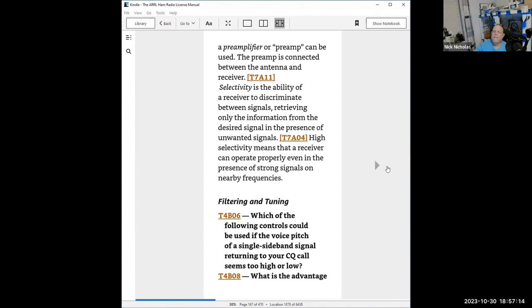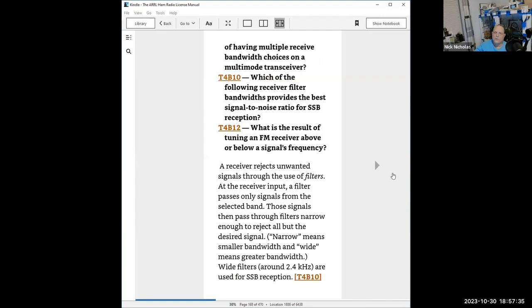Although today there are electronic preamps out there that are phenomenal, and they really can offer a great deal of amplification, taking in some of the tiniest little signals and making them strong enough for even a medium quality receiver to handle. Okay.